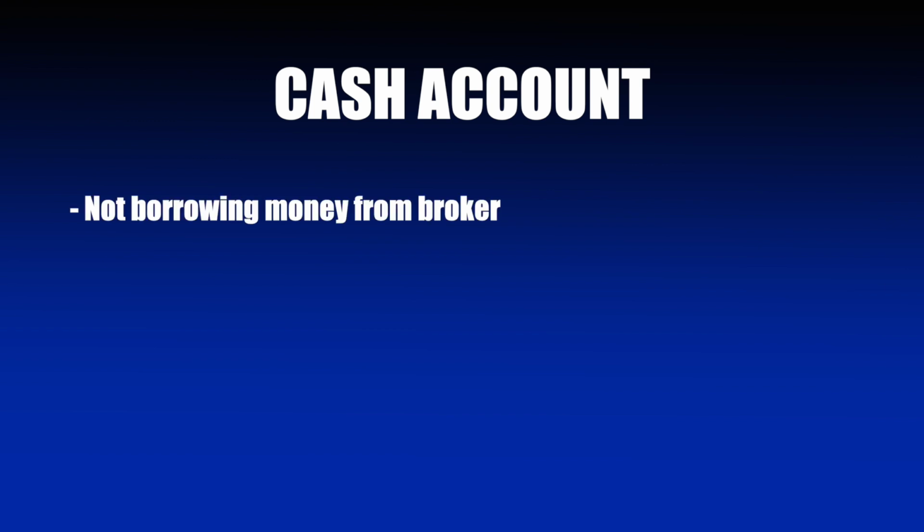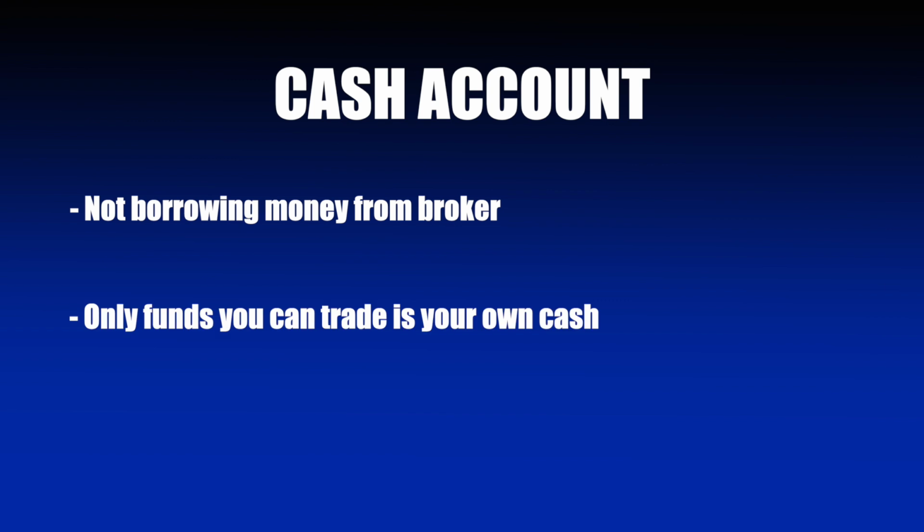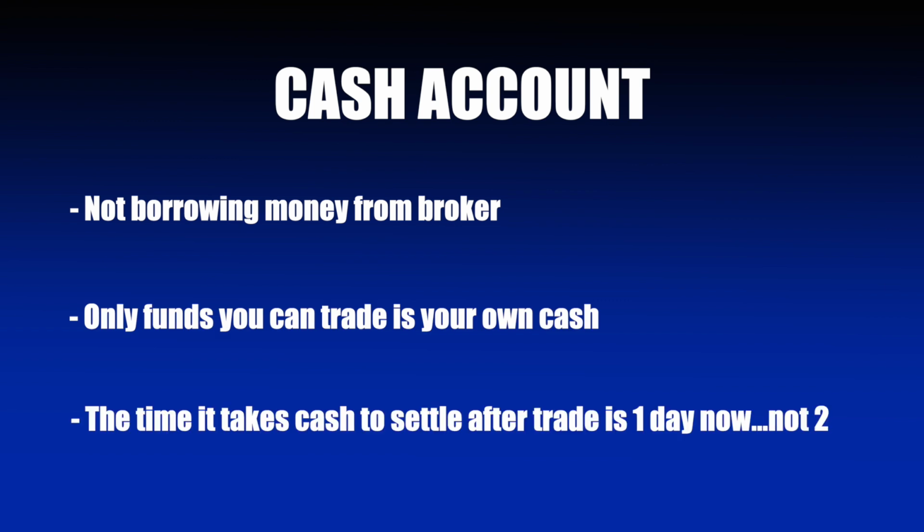Option number 1 is probably the simplest, and that's to use a cash account instead of a margin account. Here's the thing, with a cash account, you're not borrowing money from the broker, so you don't have to worry about the PDT rule. But there's a catch, you can only trade with the money you have in your account. The good news is settlement time has recently improved. Previously, when you made a trade in a cash account, it took 2 business days for the funds to settle before you could use that same cash again.